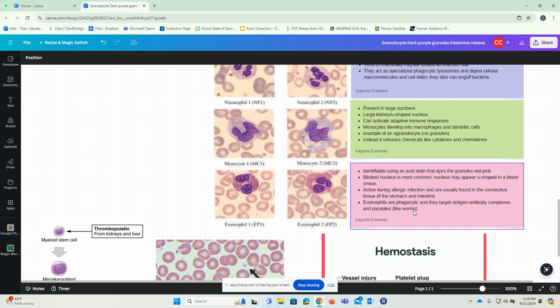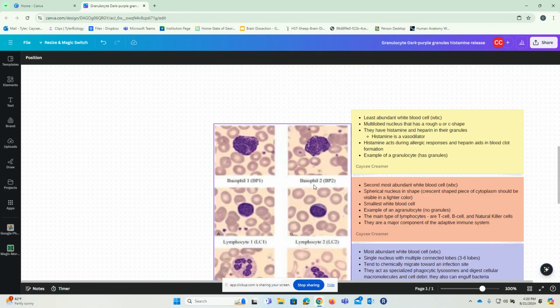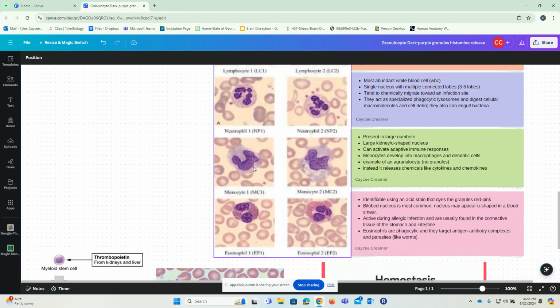We often find these in connective tissue, but they're definitely in the blood, and it may be hard to locate its bilobed nucleus because it's just the most common. Occasionally it might look trilobed or may appear U-shaped in a blood smear. So keep that in mind when you are looking for eosinophils. They're definitely going to be present in a somewhat abundant amount, but not as much as neutrophils. Again, neutrophils are the most abundant, and eosinophils are going to be less abundant than neutrophils. And basophils are the least abundant.